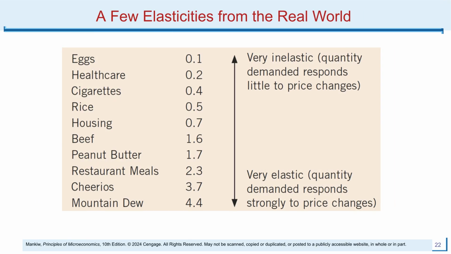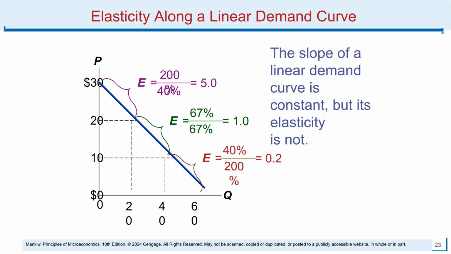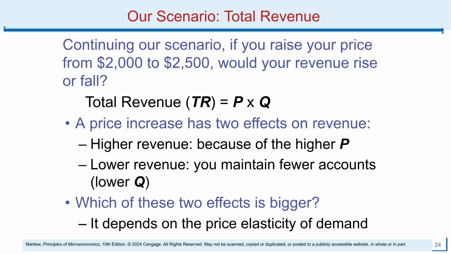This table provides various real-world estimates of price elasticity. These figures show that elasticity varies significantly across different products. It is important to note that while a linear demand curve has a constant slope, its elasticity varies. It is more elastic at higher prices and less elastic at lower prices. Let's revisit our business scenario. If you raise your price, does your total revenue rise or fall? The answer depends on how your revenue change is affected by both the higher price and the lower quantity sold.